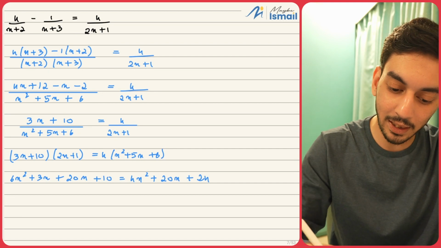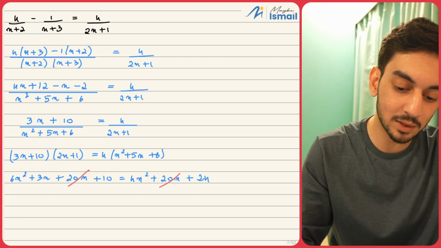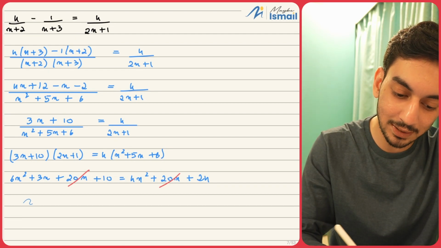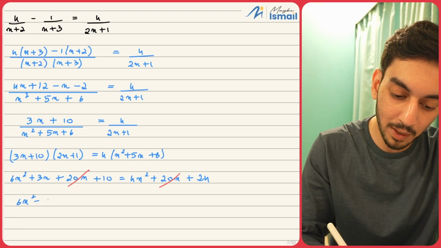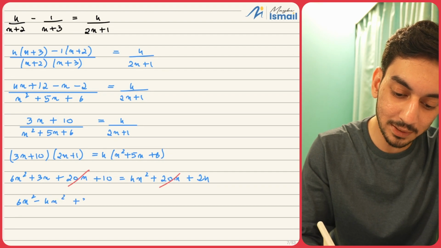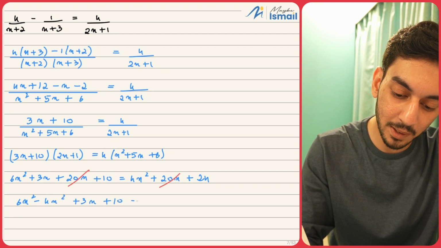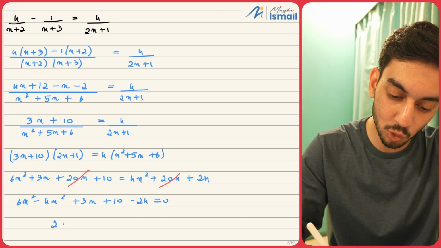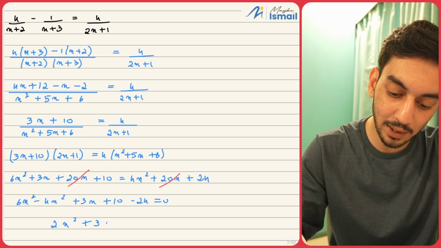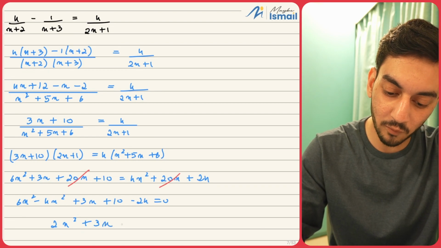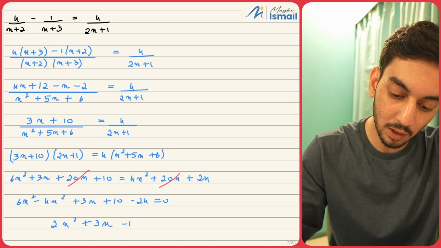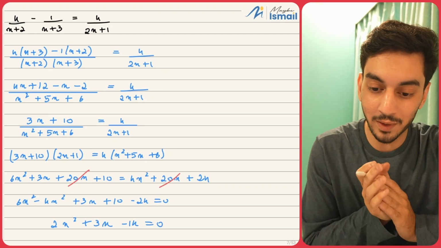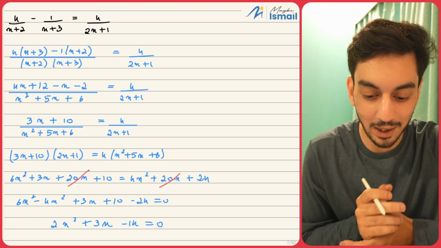Before simplifying this thing, I can easily see that the 20x from here and the 20x from here can directly go away. I shift all of the things to the left hand side, so it becomes 6x square minus 4x square plus the 3x plus 10 minus 24 is equal to 0. So 6x square minus 4x square is just 2x square plus the 3x, and 10 minus 24 is negative 14, and that is equal to 0. Okay, so here I finally simplified all of these things to get a very basic quadratic equation.